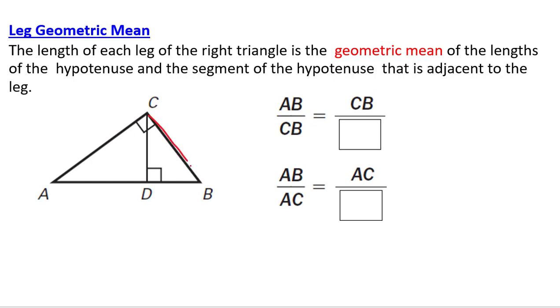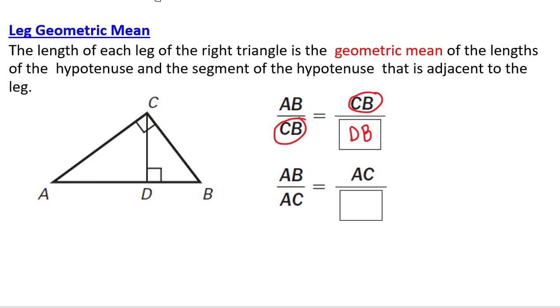So CB here is the geometric mean. That's why it's in what I'm going to call the mean spots, between the whole hypotenuse and the little piece that's adjacent to that leg. The little piece that's adjacent to the leg here.